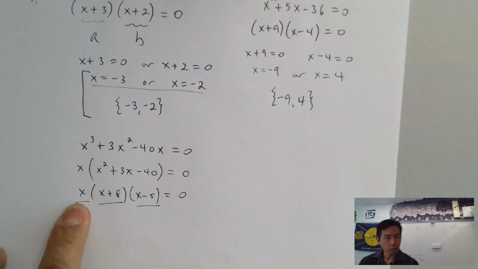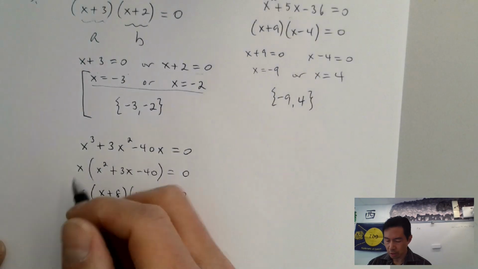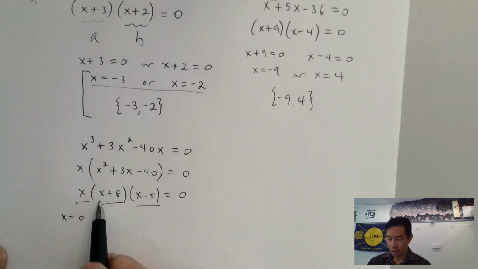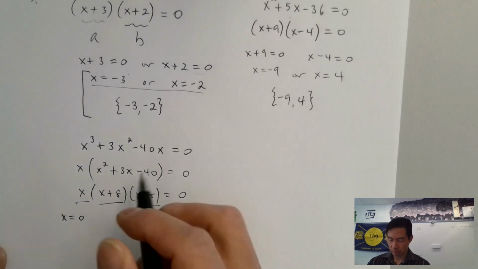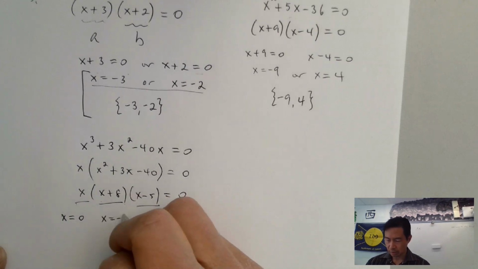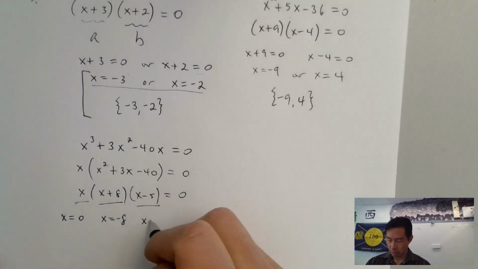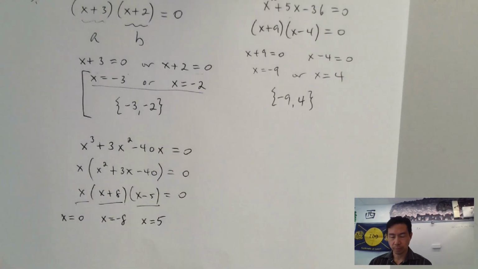So if the first factor, x, is 0, then, surprise, x is 0. If x plus 8 is 0, then x is negative 8. If x minus 5 is 0, then x is 5. So our solution set is 0, negative 8, and 5.